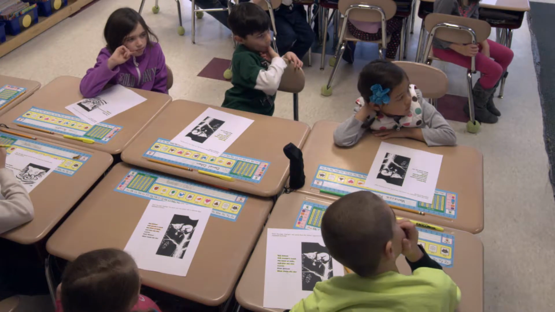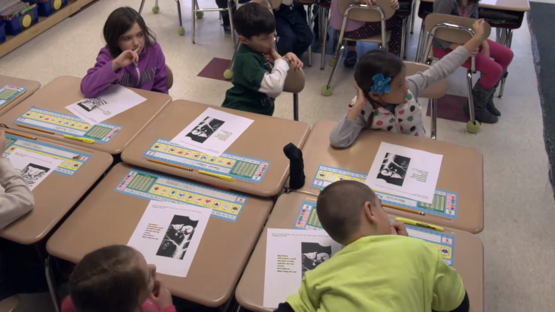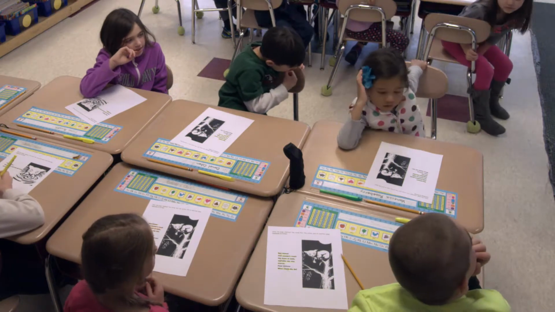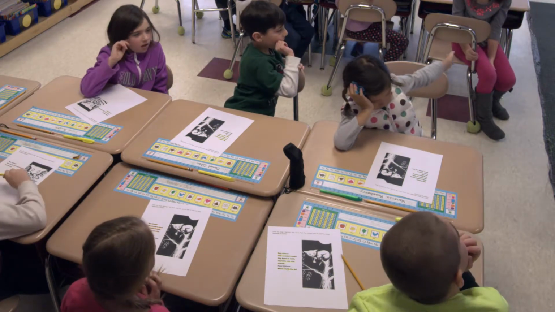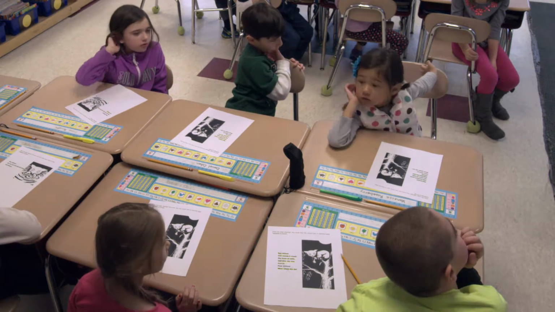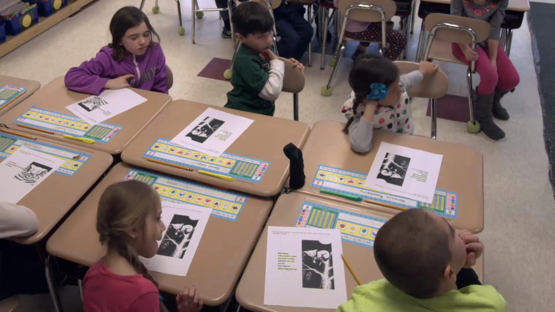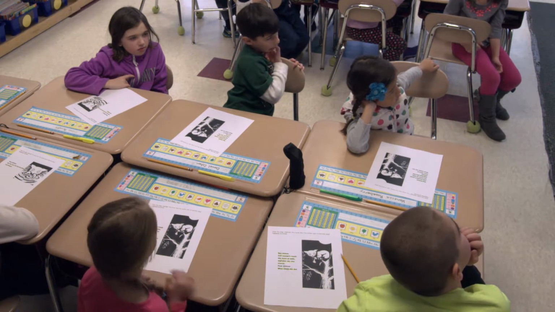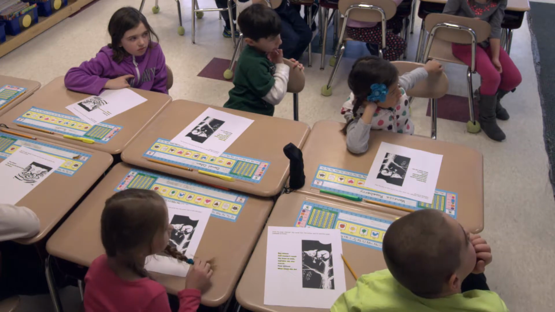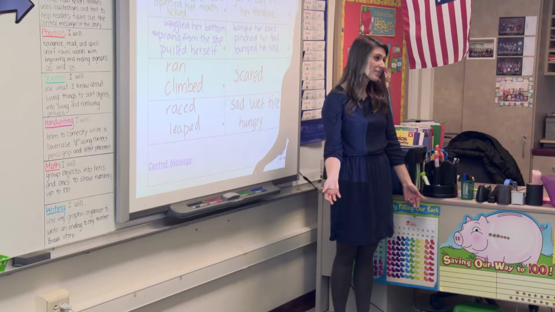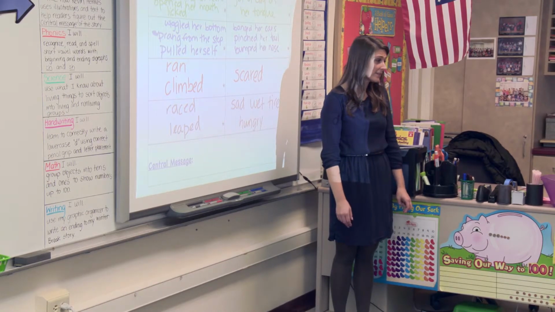How do you think Kevin Henkes wanted us to feel about kitten? Sad. Sad, why? Because every time she tries to get the bowl, she does something that hurts. You're saying the right thing. So every time she tries to get the bowl of milk, she's doing something that gets her hurt. So he wants us to feel bad.